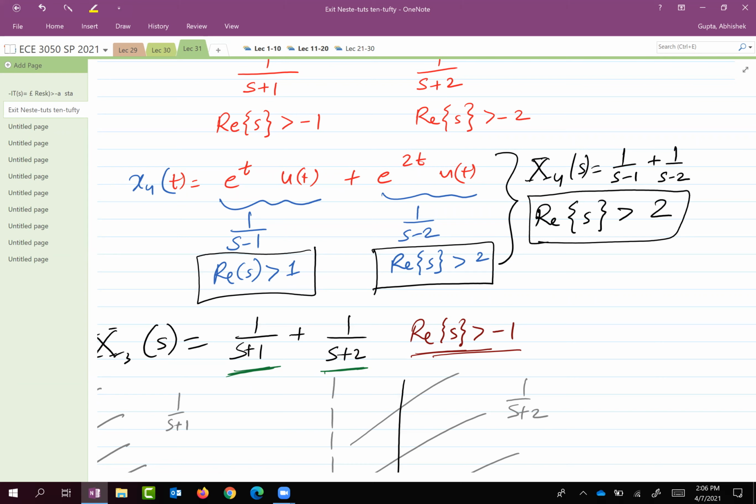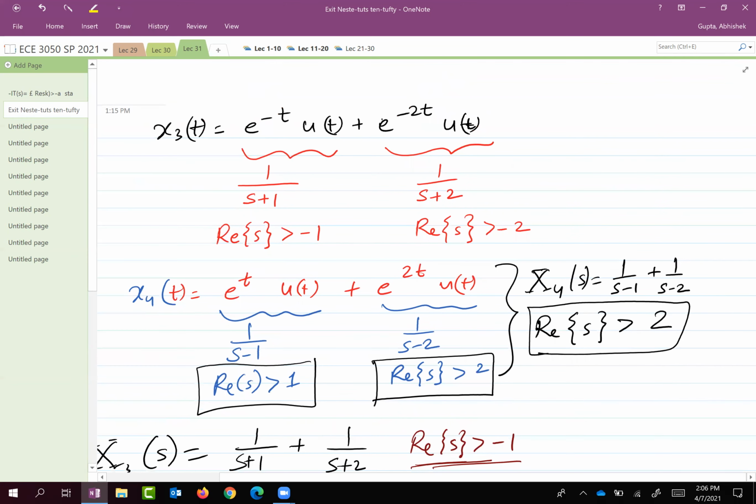And if for the second term you had e to the negative 2t, or this one? I'm just trying to think, is there any way to have the region of convergence in a range? Oh yeah, there will be a case where the region of convergence will be in the range.